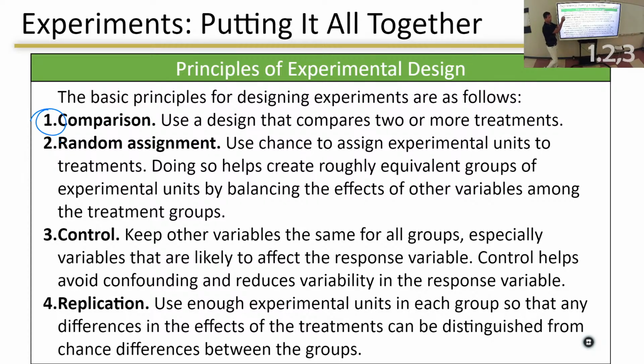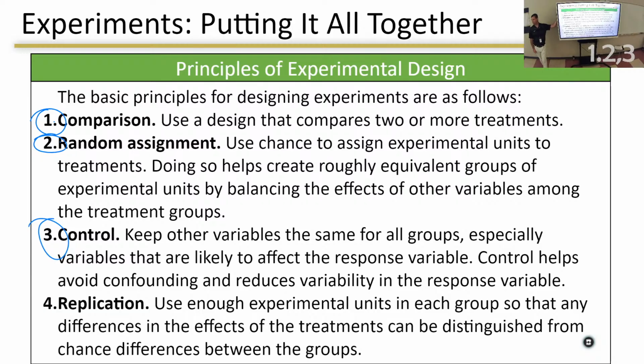But somehow we have to compare them. Doesn't have to have a control, but we got to compare them. We got to have randomness in there some way, some form, some fashion. You can't just do it. You can't be biased. Randomness helps remove the bias.